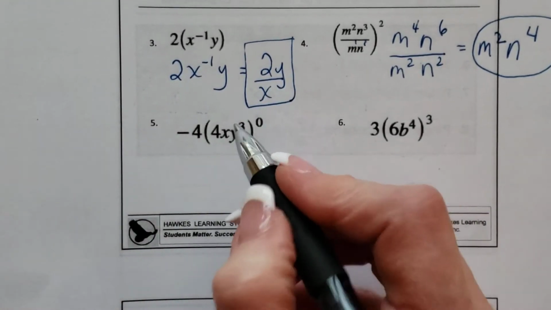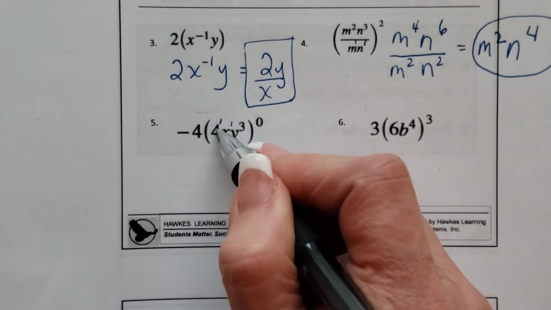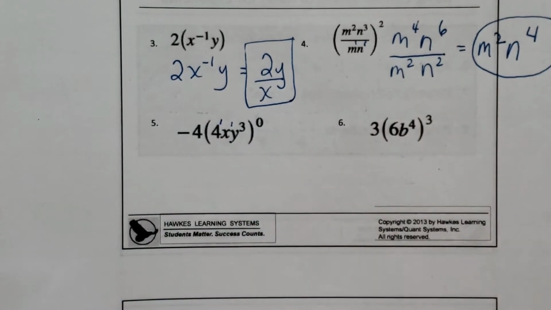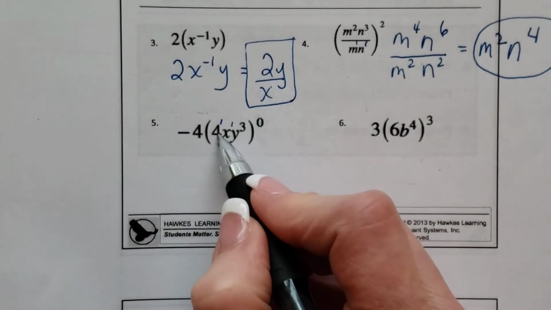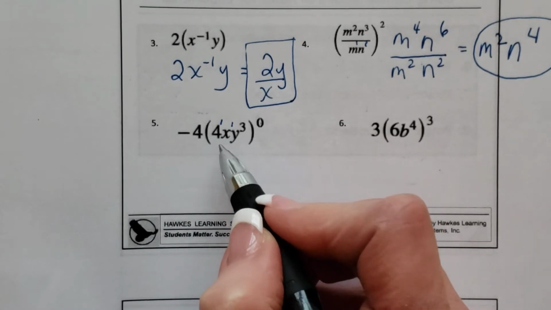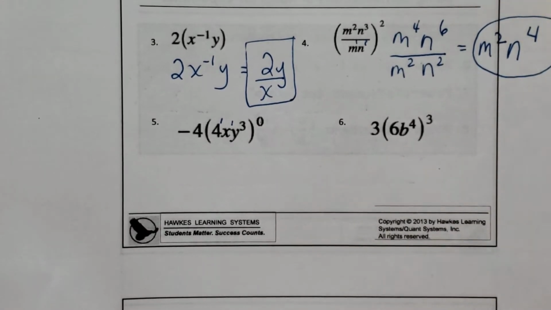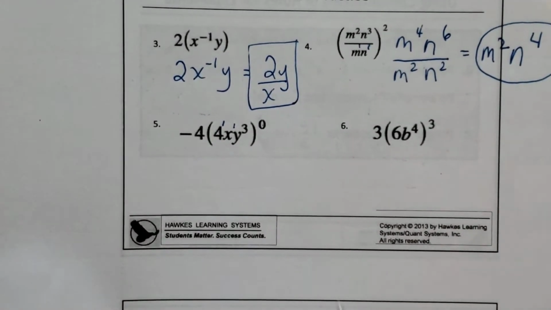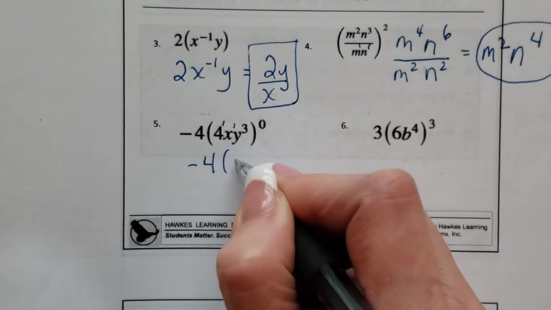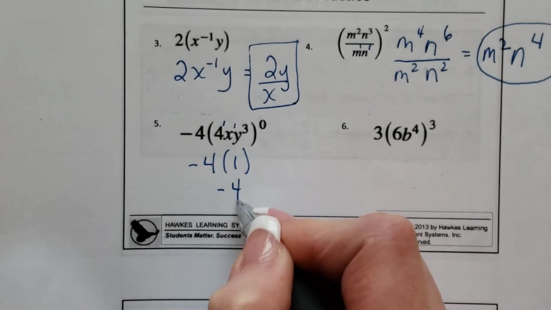Number 5. Now if I distribute that 0, I would have 4 to the 0, x to the 0, y to the 0. So if I wrote out 4 to the 0, x to the 0 times y to the 0, basically I would have 1 times 1 times 1. Because anything raised to the 0 power is 1. So that means what I have left is negative 4 times 1. And negative 4 times 1 is negative 4.